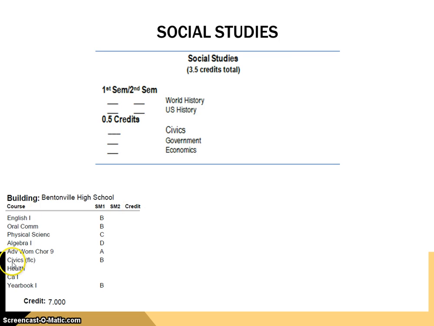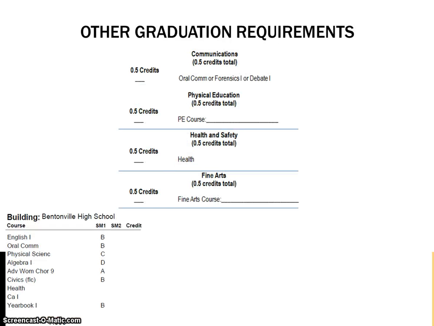Social studies. This student took civics during the first semester and made a B in the class, so we will enter a B on the checklist in civics. Next year, most sophomores take world history. The student also will need to take U.S. history during the junior year and government and econ during the senior year.